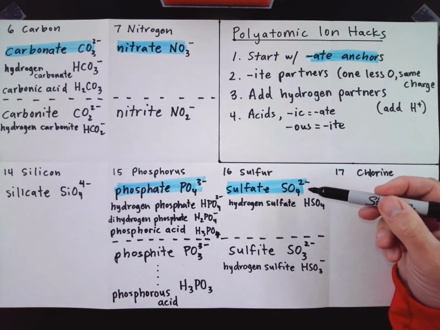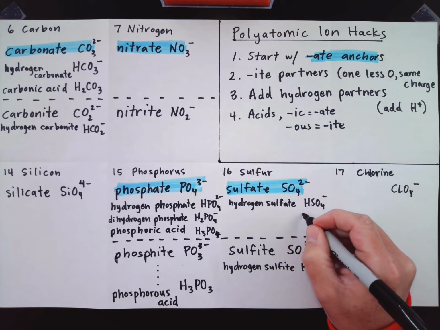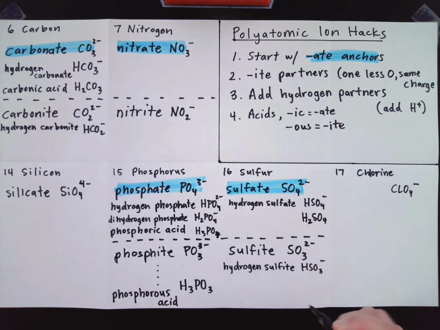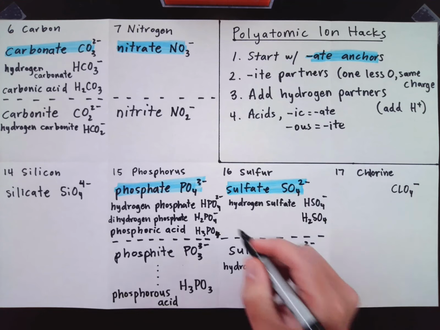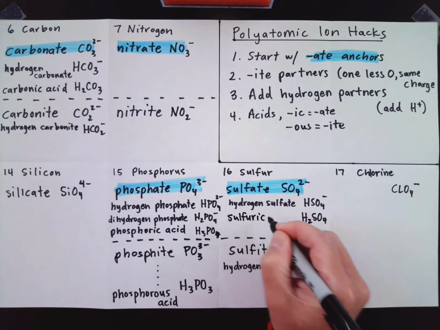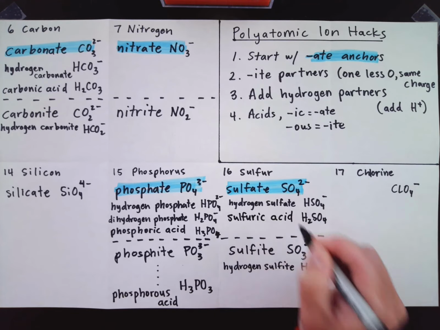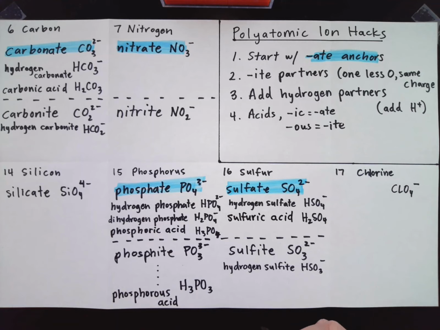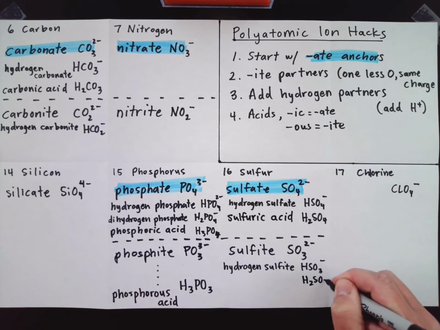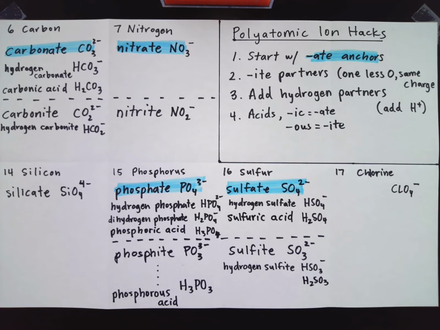If I go back to sulfate and add another H plus to the formula, it's H2SO4. It's an ate ion. That is sulfuric acid. Not as common, but H2SO3 is going to be sulfurous acid.